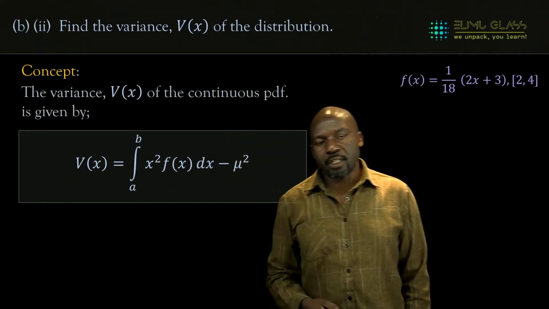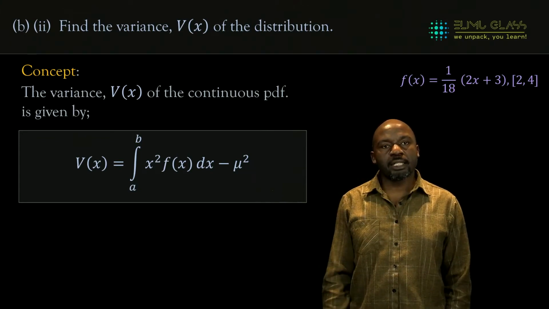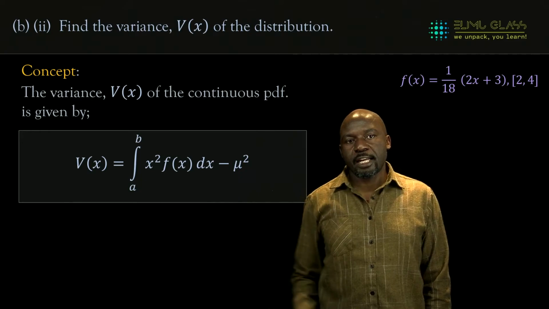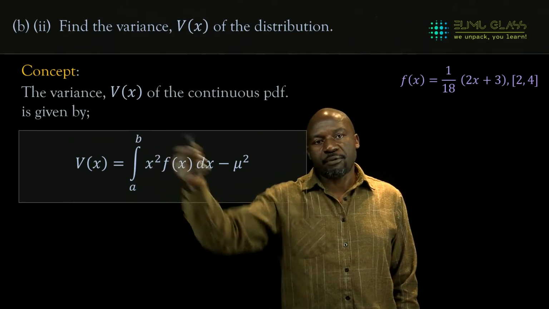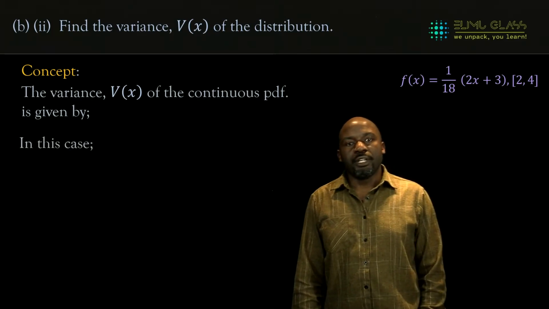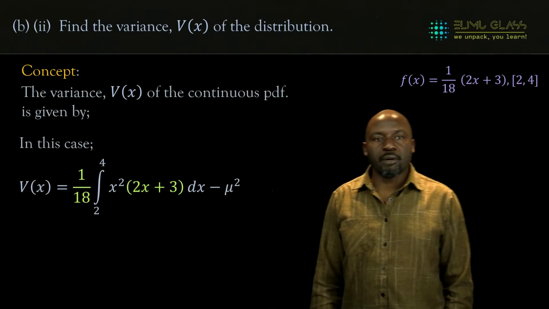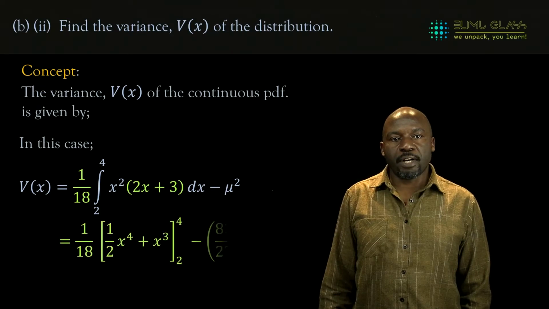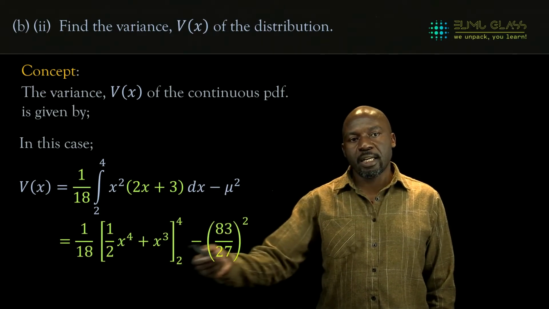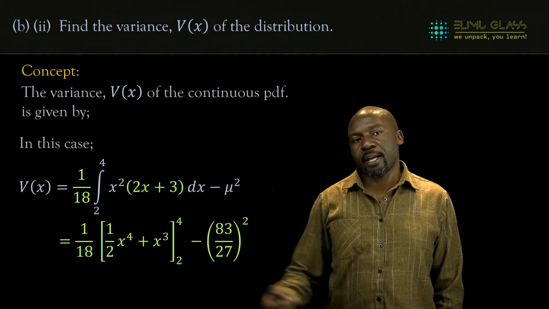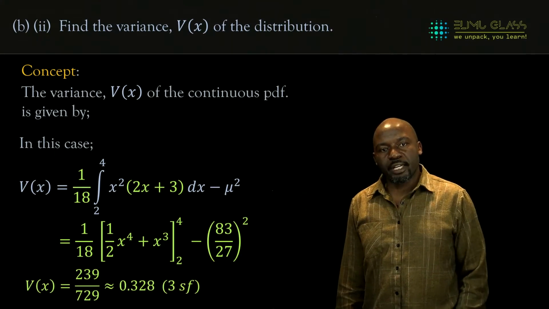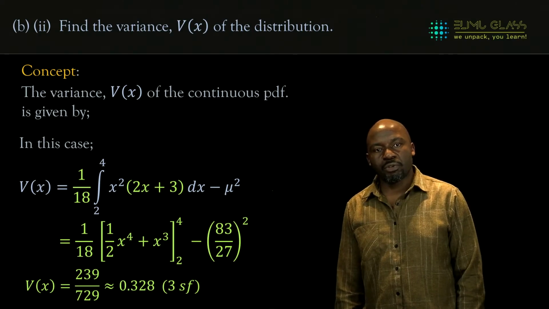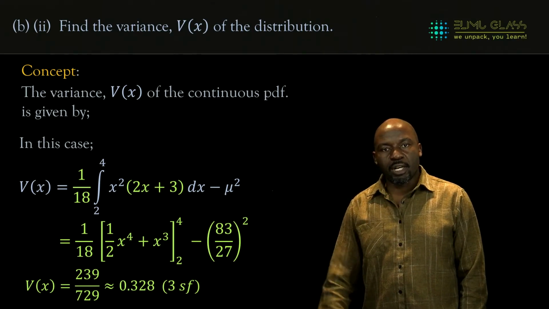Now, we just calculated the mean in the previous part. So substitute this function in, and then integrate between 2 and 4, and what do we have? If we do that, this is our integral. If we integrate the first part, that's what we get. This was our mean there, squared. And if we solve this, we get that the variance is 0.328, to 3 significant figures. That's all about the variance.